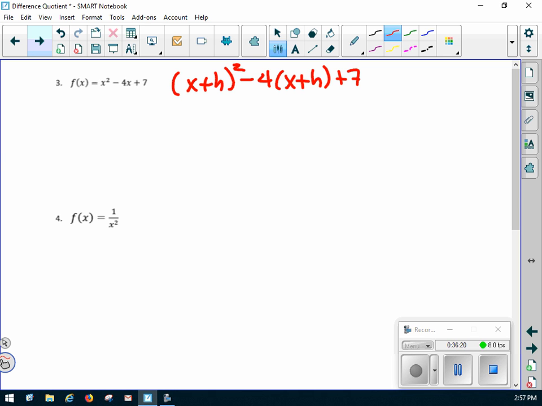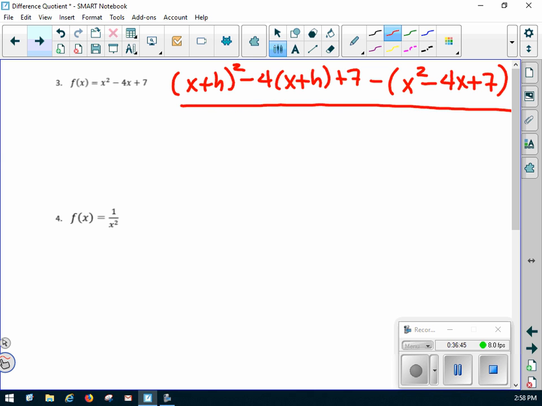Are you getting that for f of x plus h? Everywhere I saw an x, I put an x plus h. So you're going to do all of that minus f of x. And if I got to minus all of that, I got to put it in parentheses, all over h. A lot of people are going to be so worried about getting f of x plus h right, you're going to forget to do the f of x part.